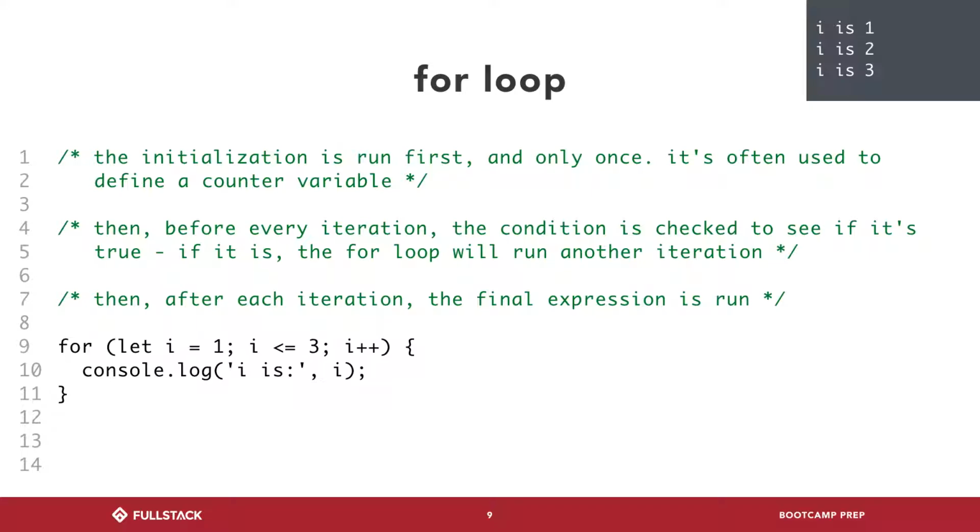The next iteration becomes, now that we've added 1 to i, i is 2. Is 2 less than or equal to 3? The answer is yes, so we run our code block and log i is 2. Then we run our final expression again and add 1 more, so now i is 3. Is 3 less than or equal to 3? Yes, so we run our code block, log i is 3, and run the final expression again. So what's 3 plus 1?